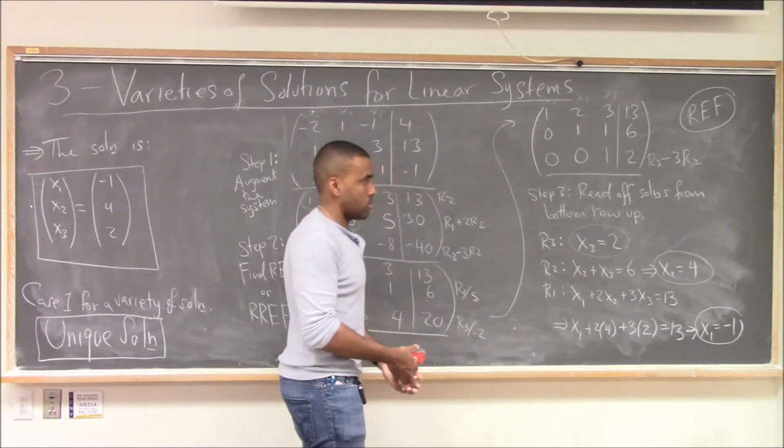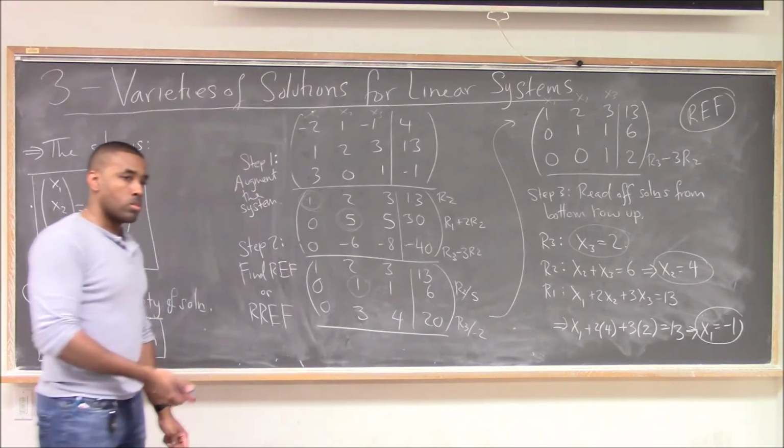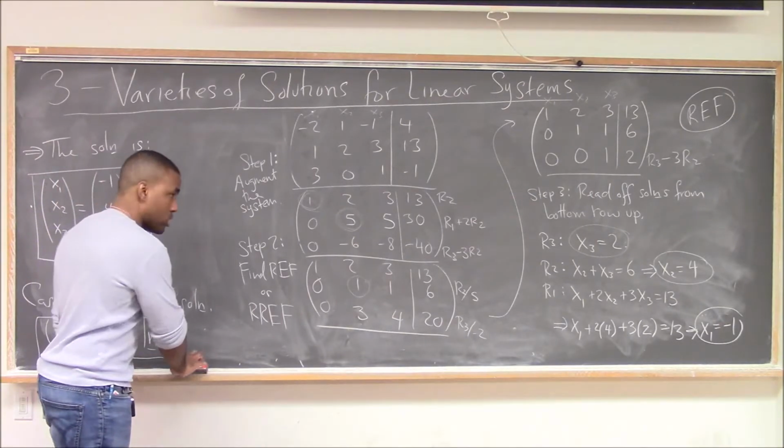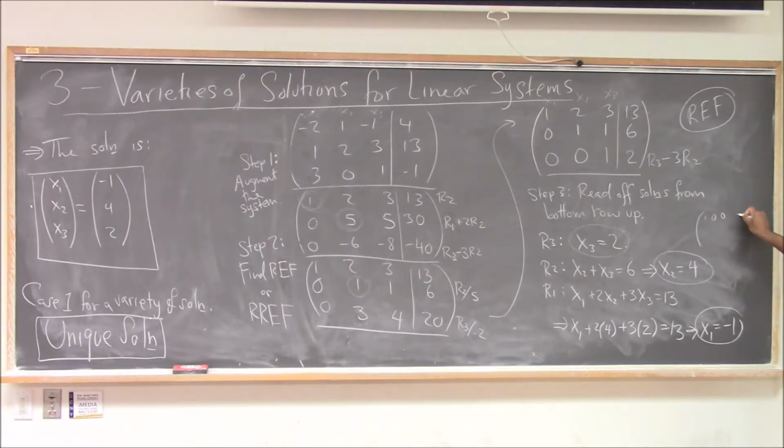So this time you stopped at the row echelon form, but if you stop at the reduced row echelon form, would you get the same solution? Yeah, in fact, the reduced row echelon form for this would have been 1, 0, 0, minus 1, 0, 1, 0, 4, 0, 0, 1, 2. How do you know? Well, for one, we did that last time, and secondly, I actually know what the solution is. So my x3 must be 2, my 0x1 plus 1x2 plus 0x3 must be 4, and my 1x1 plus 0x2 plus 0x3 must be minus 1.